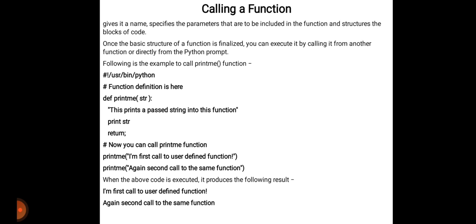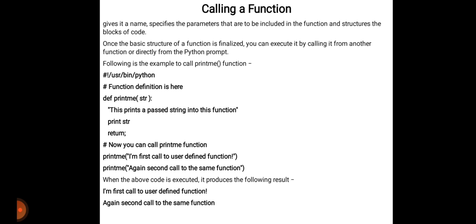Now you can call the print me function, so print me in brackets with double quotes, I am first called to user defined function. You have to just print this statement, that is I am first called to user defined function, and then the next one is a second call to the same function. In this way you can call the function.